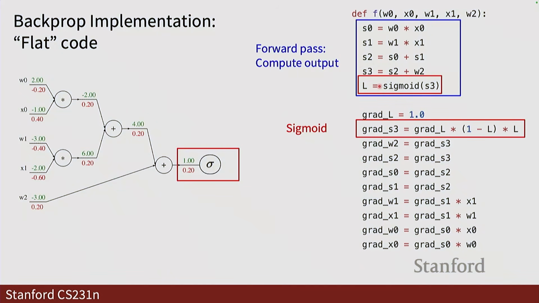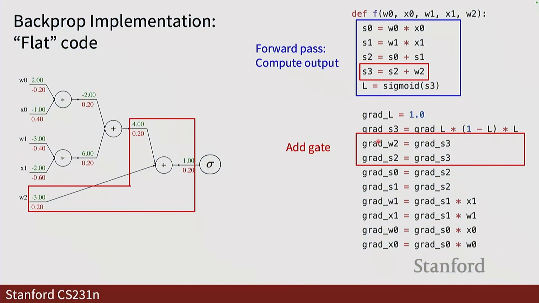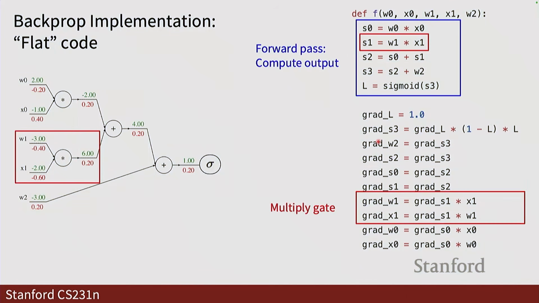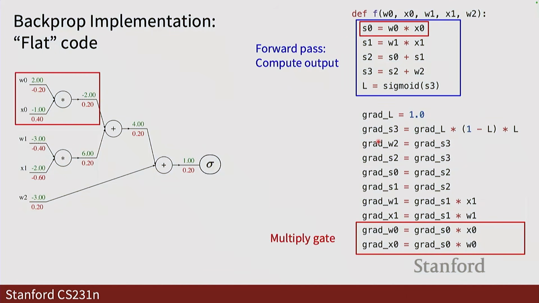You can see here that we are going up. So this is the sigmoid function, calculating the gradients, then going up. That was the add gate. We had another add gate, and then we had 2 multiply gates, which basically very simply gives us the implementations.